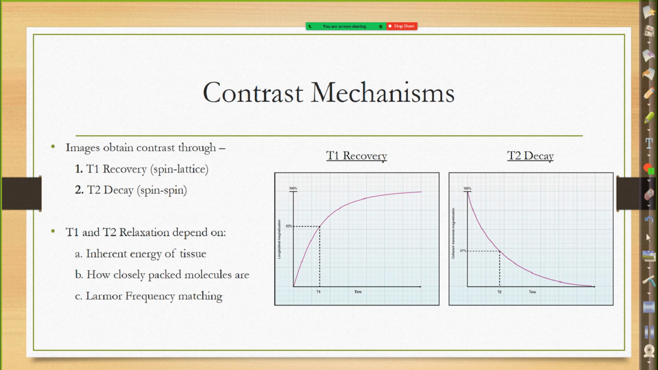All right, so let's talk about our contrast mechanisms. We have three. Images in MRI obtain contrast through T1 recovery, also referred to as spin-lattice. So make that relationship: spin-lattice is T1 recovery. The second way we obtain contrast is through T2 decay, which is also referred to as spin-spin.